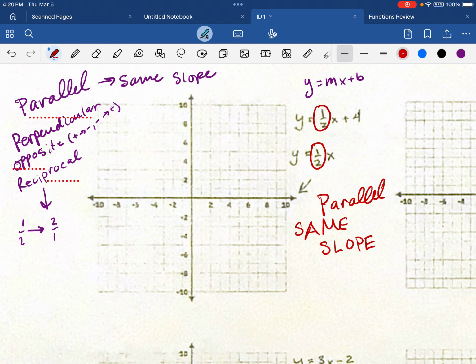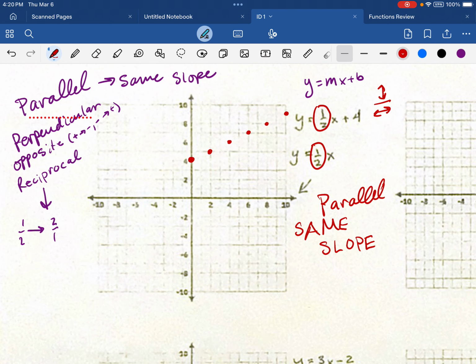Okay, so now let's go ahead and graph these and we will prove our theory. So in y equals mx plus b, I start with b. So I'm going to go ahead and start with the 4. And then the slope is rise over run, meaning since it's a 1 on top, I'm going to go up 1. And it's a 2 on bottom, a positive 2, so I'll go right 2. So up 1, right 2, up 1, right 2.